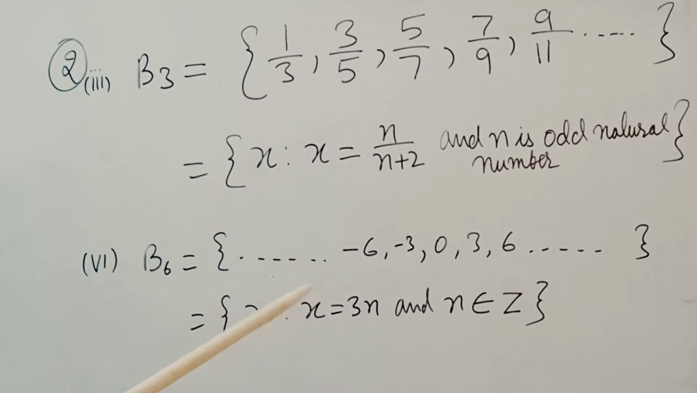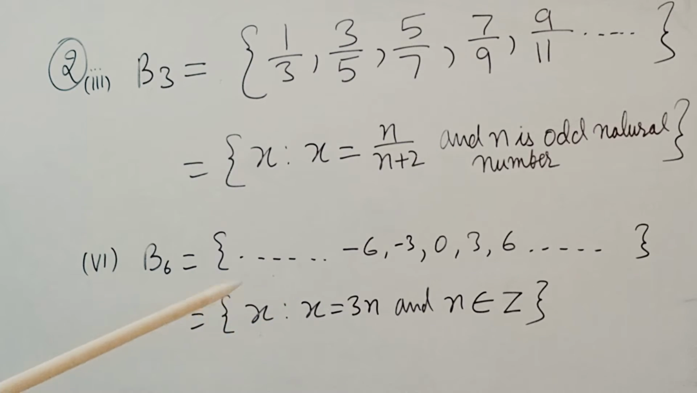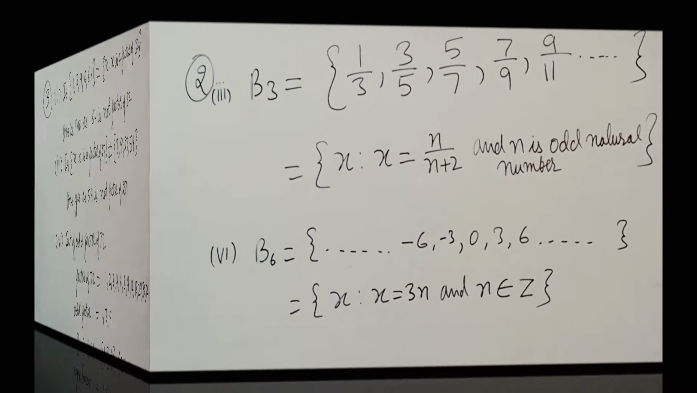And what is n? n is an integer, because we are moving to the left side infinite times and moving to the right side infinite times. So what do we get as B6 in set builder form? x such that x equal to 3n, and n belongs to Z, that is integer.